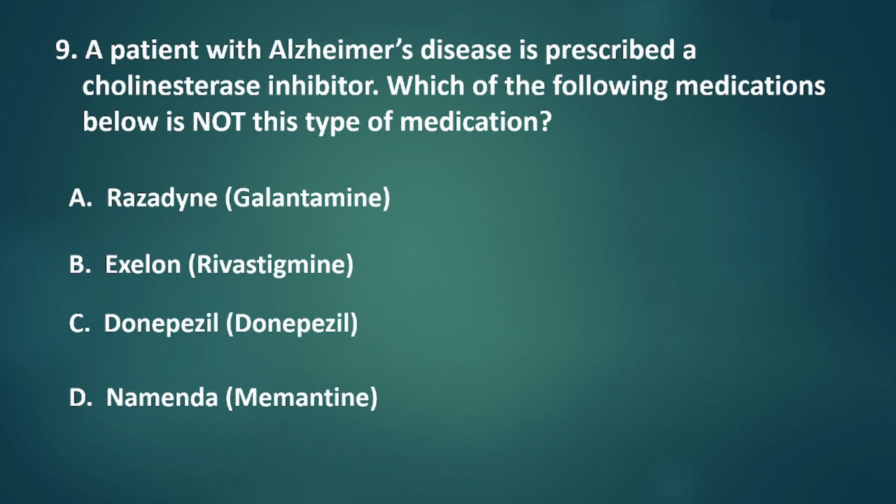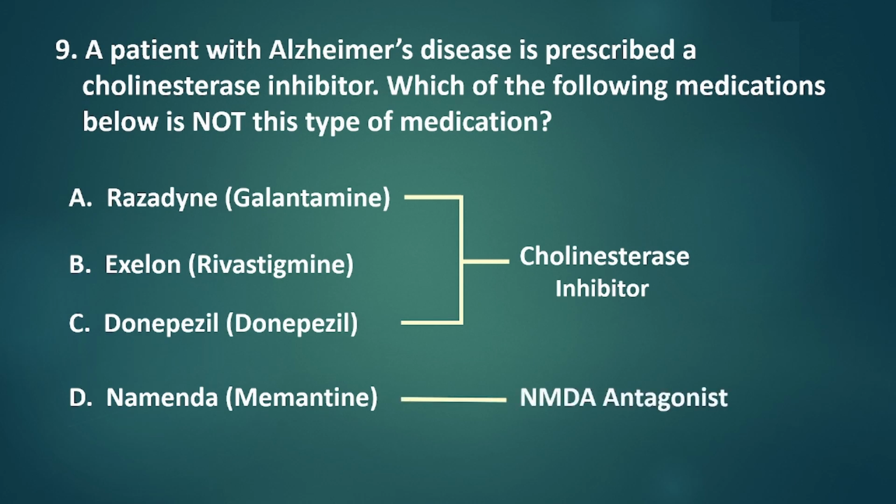The correct answer is letter D. Namenda, memantine. Galantamine, rivastigmine and donepezil belong to the category of cholinesterase inhibitors, while memantine belongs to NMDA antagonists. So how does it work?